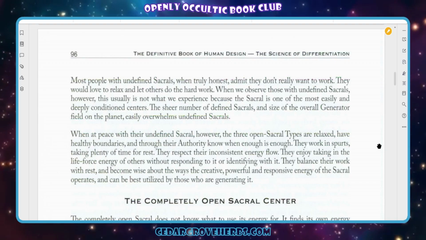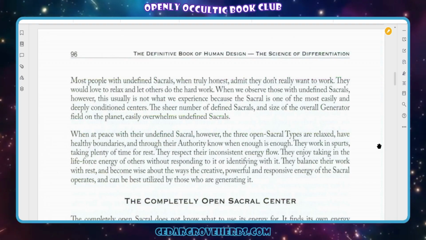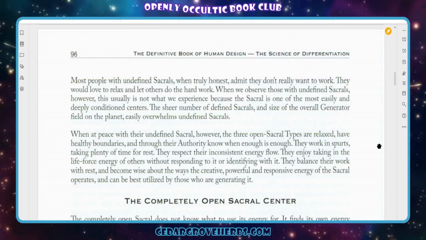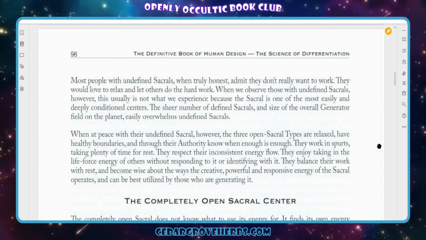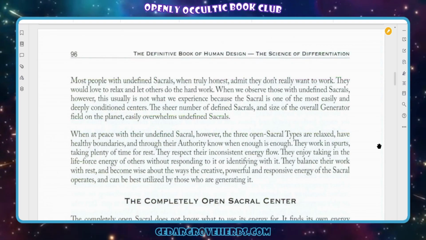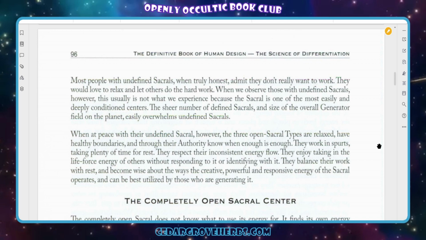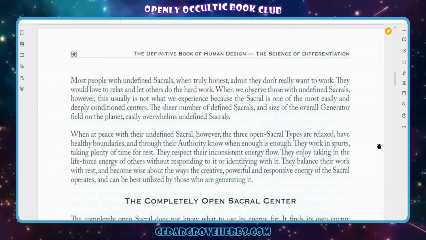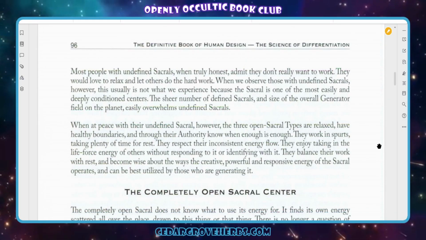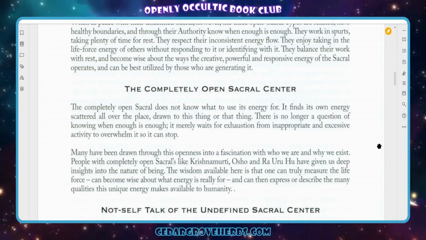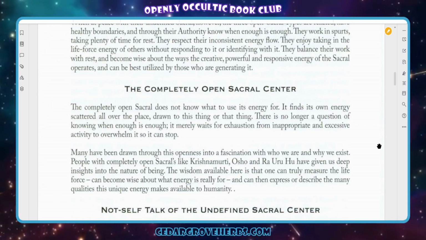They work in spurts, taking plenty of time for rest. They respect their inconsistent energy flow. They enjoy taking in the life force energy of others without responding to it or identifying with it. They balance their work with rest and become wise about the ways the creative, powerful, and responsive energy of the sacral operates and can be best utilized by those who are generating it.